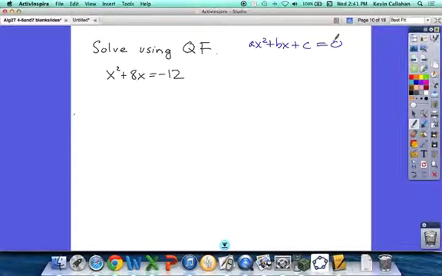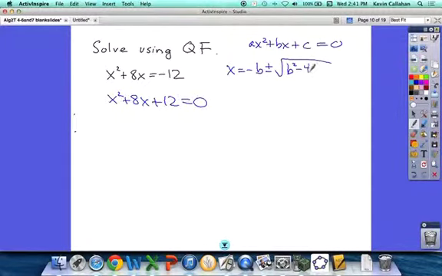What do I have to do to this one? I have to add 12 to both sides. So that's just to get it in the right form. Now the quadratic formula, again, is negative b plus or minus the square root of b squared minus 4ac divided by 2a. So I need to plug in for the a, b, and c in this equation.